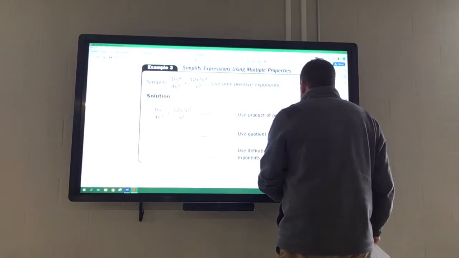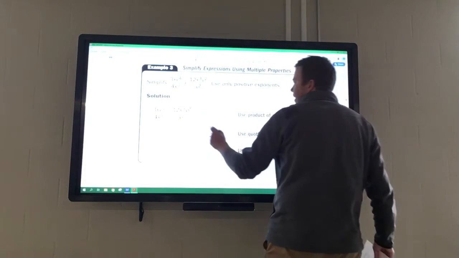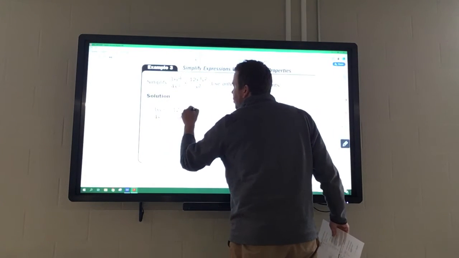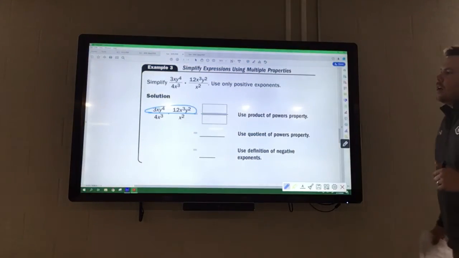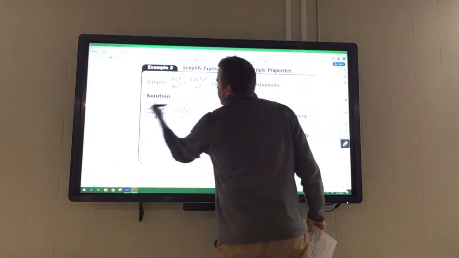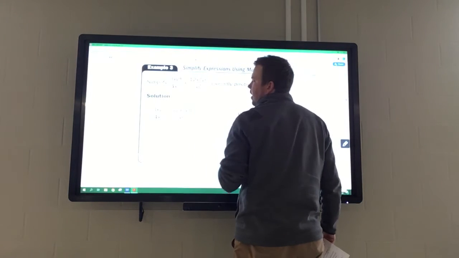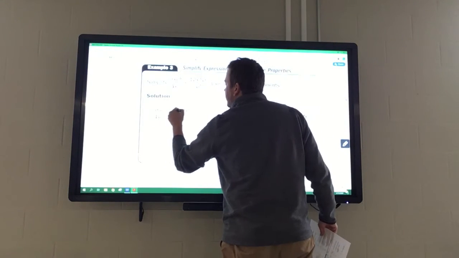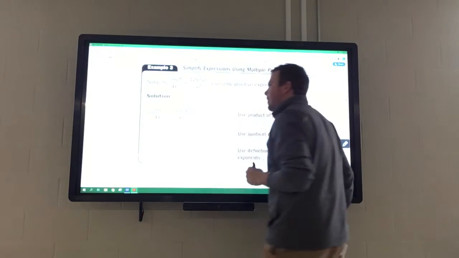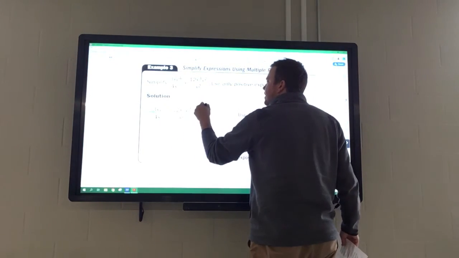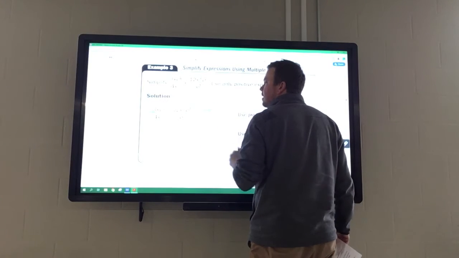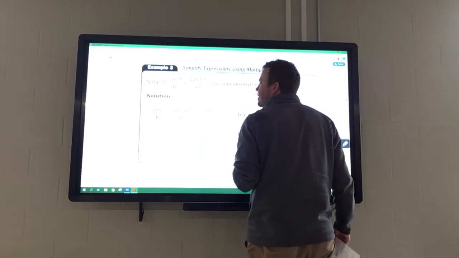Let's get started. Let's start by focusing just on the numerator, okay? So we're going to focus just on the numerator to start. We're going to simplify that. When we multiply a fraction, we know we multiply straight across. So let's start by multiplying the numerators together. Start with the numbers. 3 times 12 is 36. x times x to the third.